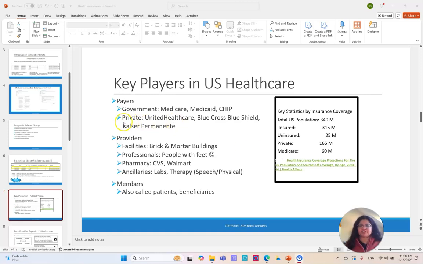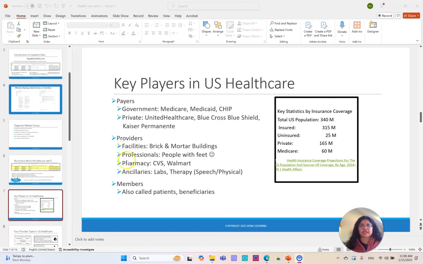And of the private health insurance payers, the largest companies are United Healthcare. Then each state has Blue Cross Blue Shield. So the Blue Cross Blue Shield used to be a larger entity, and then it was broken up into the states. And then there is Kaiser Permanente across much of the US as well. Now, these are entities that pay healthcare bills, okay, to put it very simply. Now, who do they pay out to? They pay out to providers.